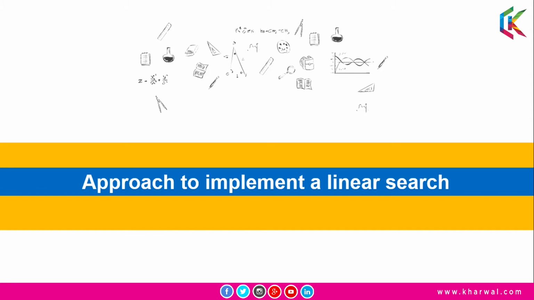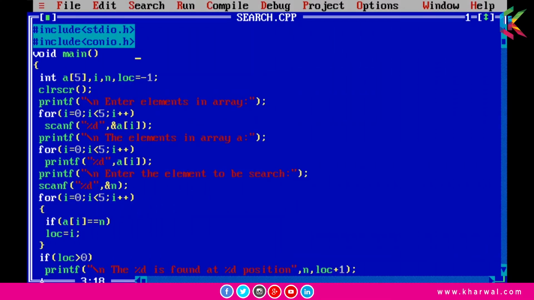So guys, let me open up the Turbo C++ compiler where I will show you the implementation of linear search. In this program, we are going to implement linear search. I have declared an integer array A of size 5, a variable i, and a variable n that we will search in the array. We are using a variable loc that is used to hold the index of the searched element. If that element is not found in the array, then it will return -1. That's why we have assigned -1 to this loc variable.